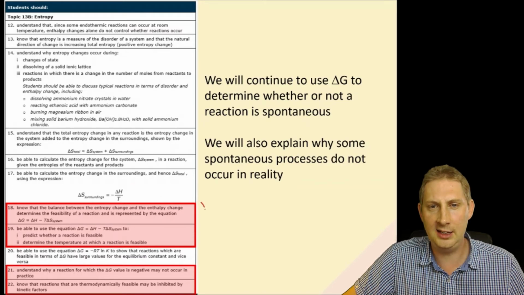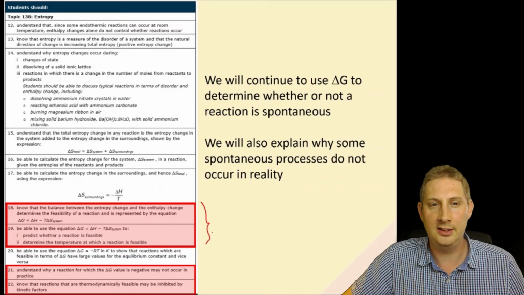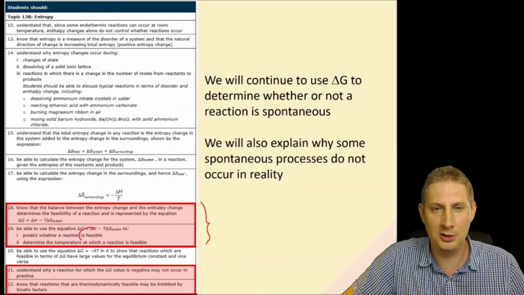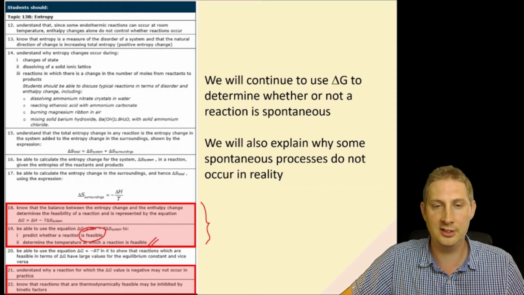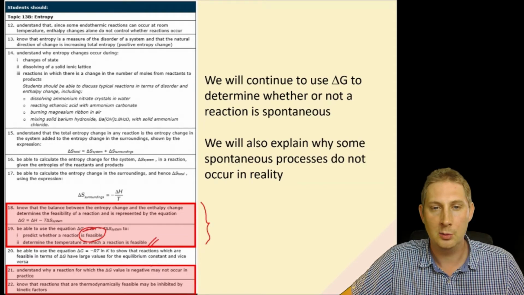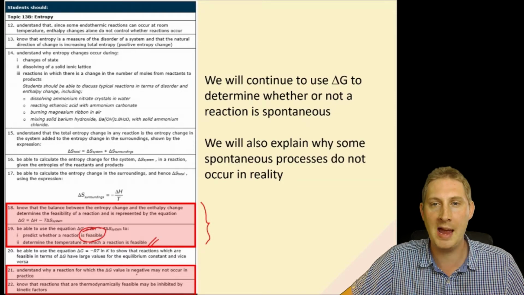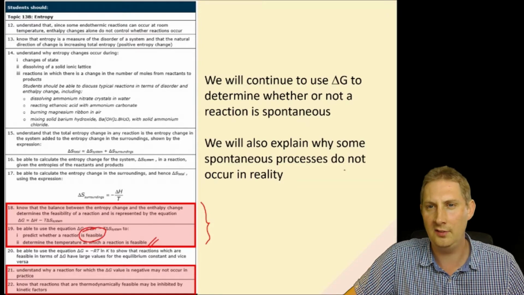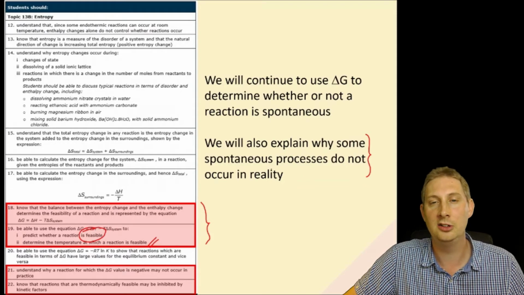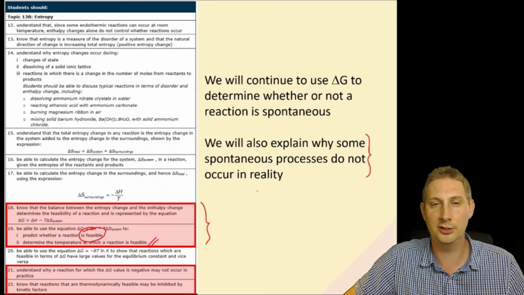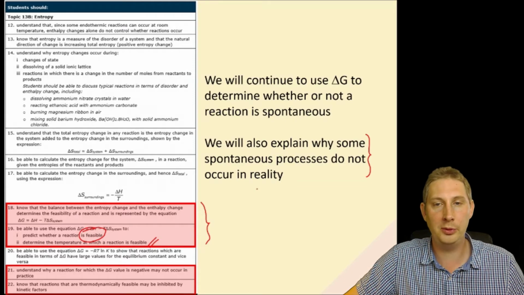We're going to continue to use delta G to determine whether or not a reaction is feasible, and if it is or is not, determining the temperature at which a reaction is feasible. We're then going to understand why a reaction for which the delta G value is negative may not occur in practice, and know that reactions that are thermodynamically feasible may be inhibited by kinetic factors. So some processes that should be and are spontaneous don't occur in reality. Why not?